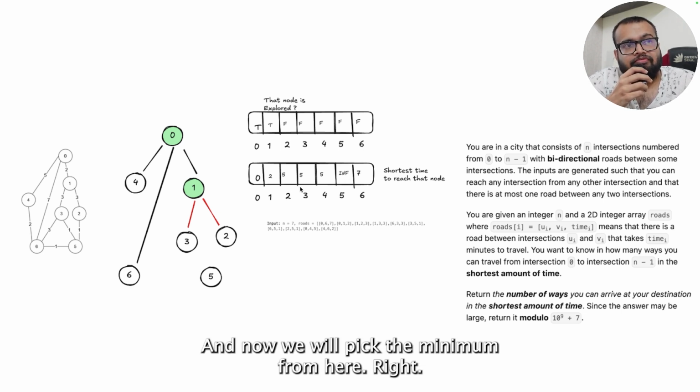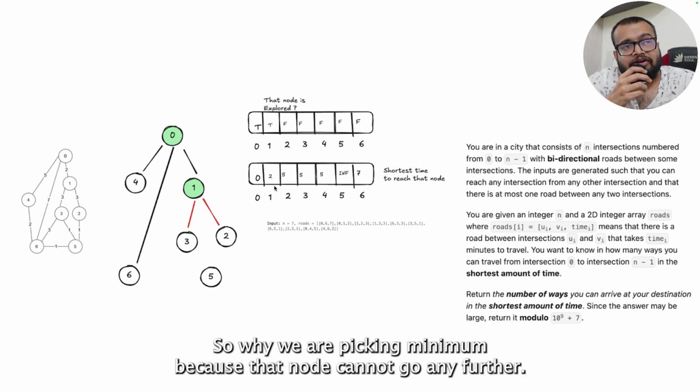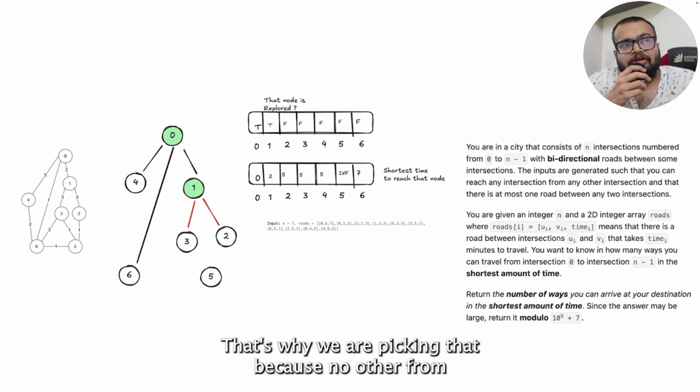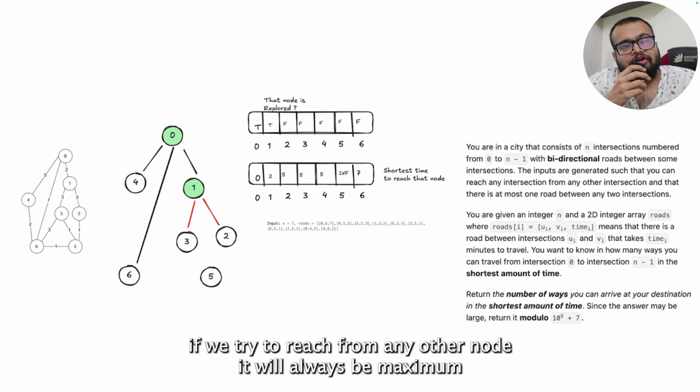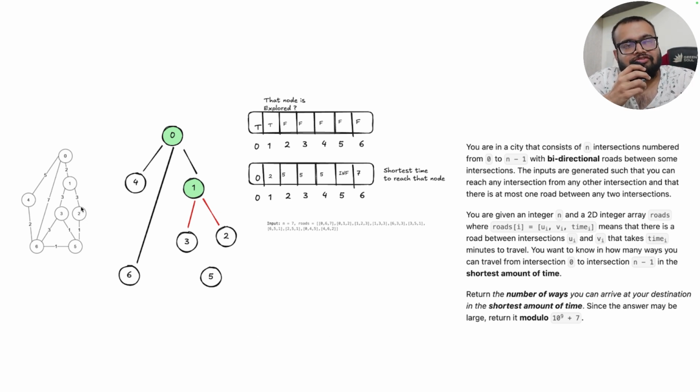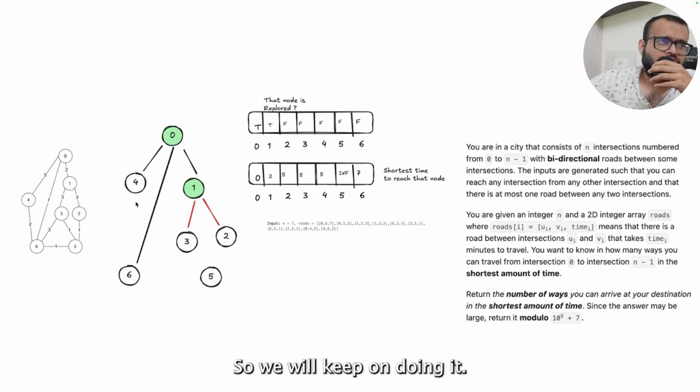Now we will pick the minimum from here, right? So why are we picking the minimum? Because that node cannot go any further below that minimum. Because if we try to reach it from any other node, it will always be larger, since it will always add to it, because there are no negative edges, right? So we will keep on doing it.